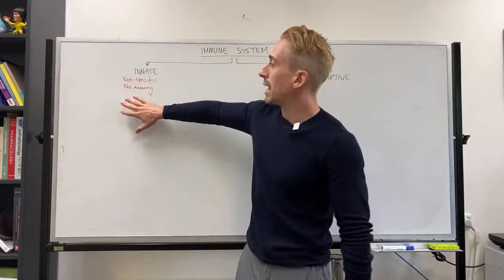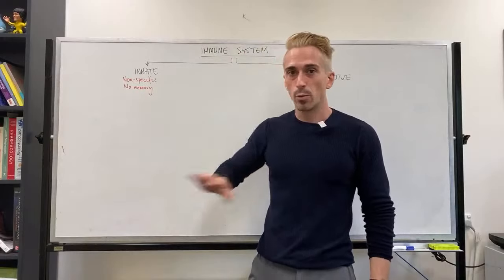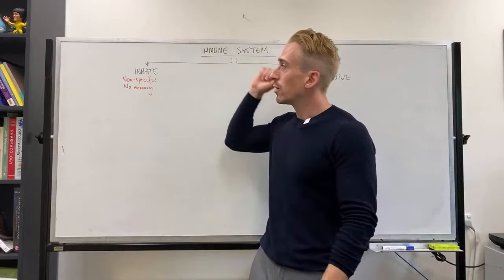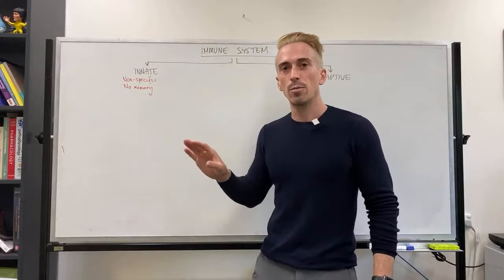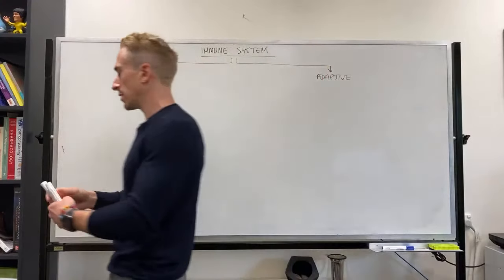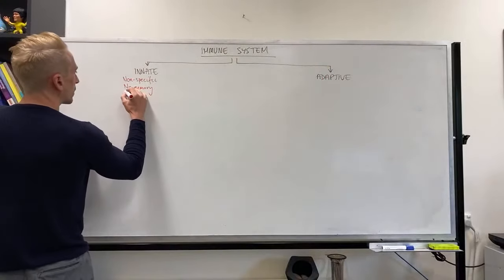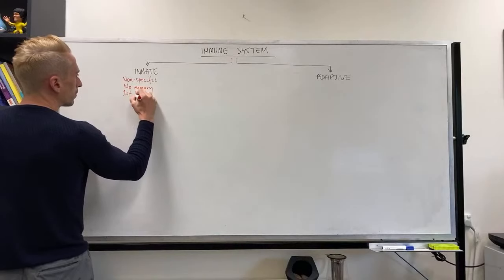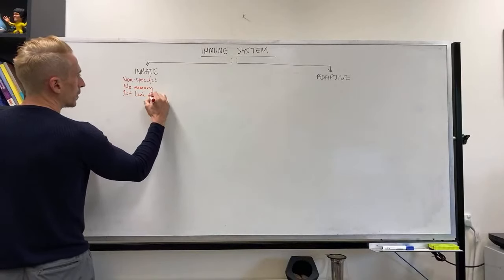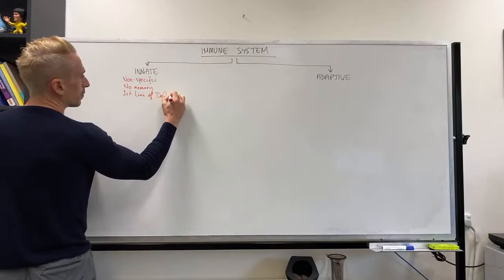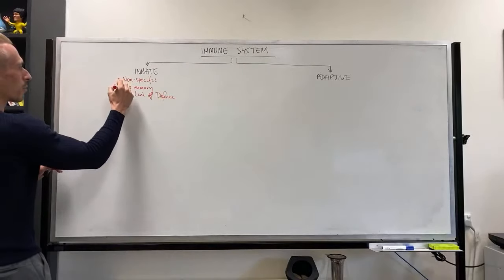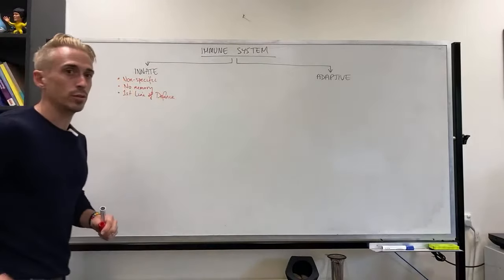So the innate division of the immune system has no memory. It doesn't do that, okay? So it's non-specific, it has no memory, and it's the first line of defense. All right, so these are the three first important points for the innate immune system.